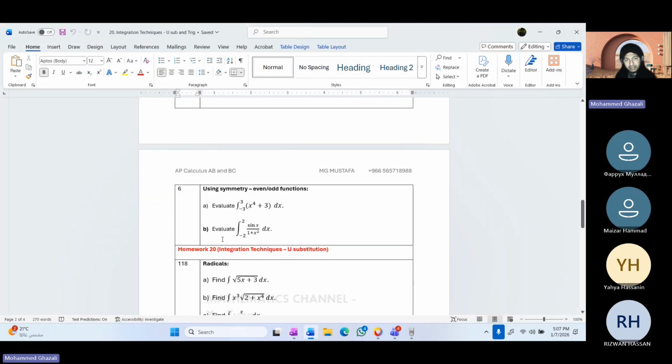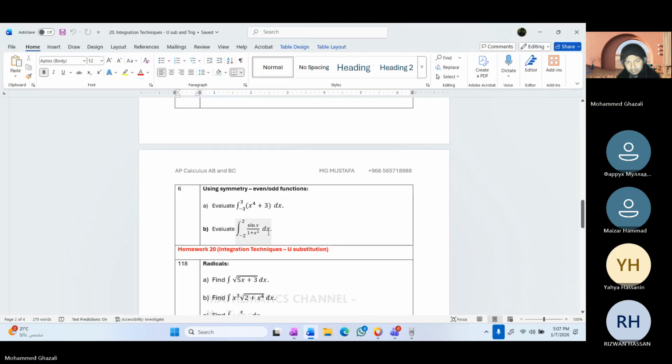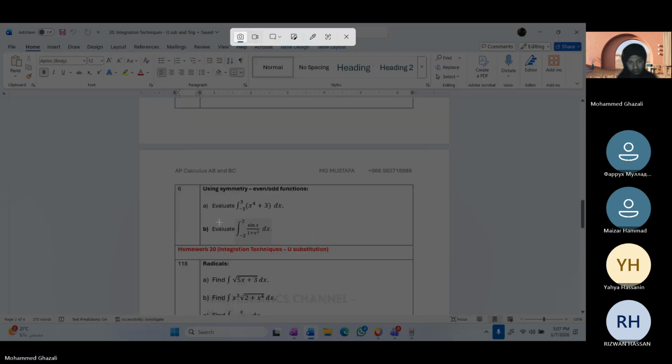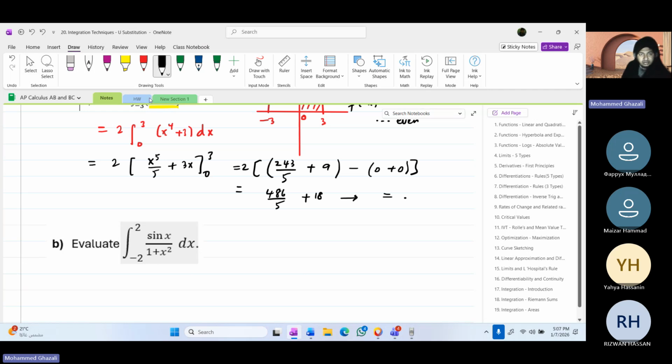What happens when we have an odd function and we're integrating over negative to positive boundaries? For an odd function, the next function I gave you is odd. How do we know that this function is odd? Look at the sine x and 1 plus x squared. It's a very difficult integral if you try to solve it. It's not even going to use u substitution. But the reason why it's given is because of the type of function.